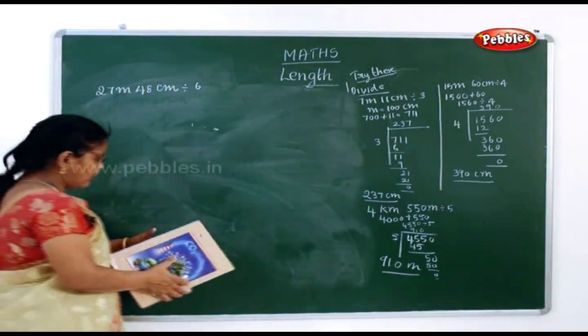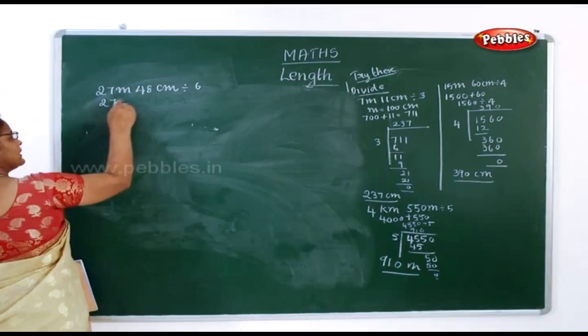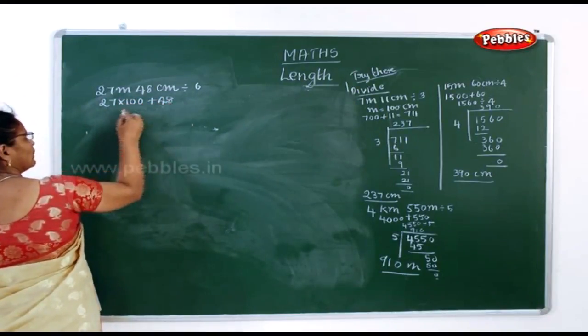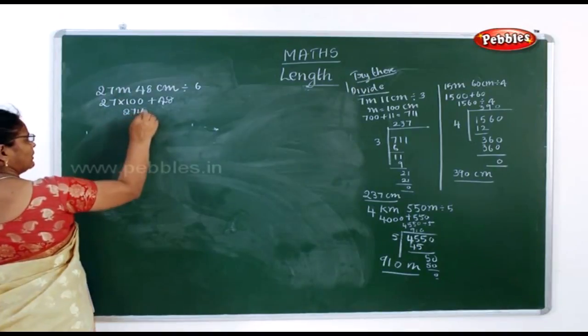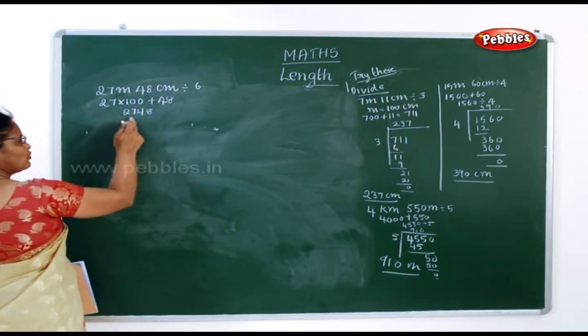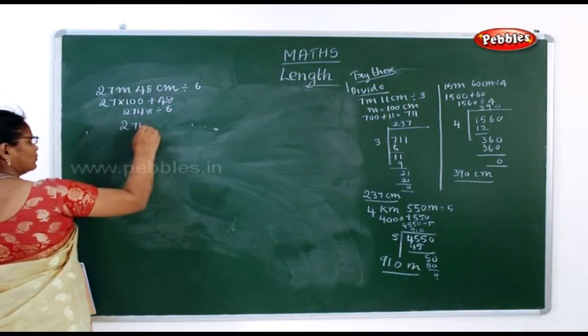Now how will you do it? You have to convert meter into centimeter. So you will have 27 into 100 plus 48. So you will have 2748. Is it clear? 2700 plus 48, you will have 2748 divided by 6. So you have to divide it.